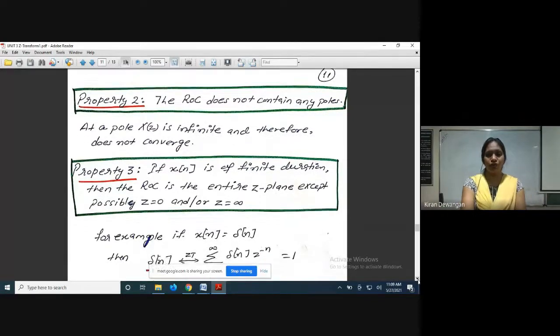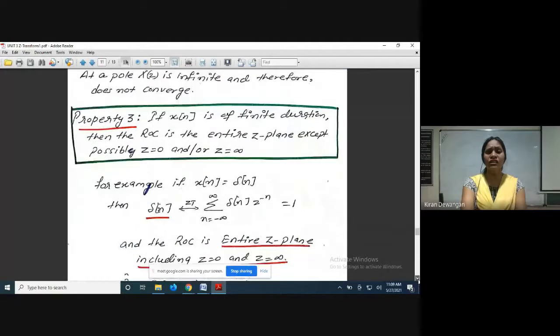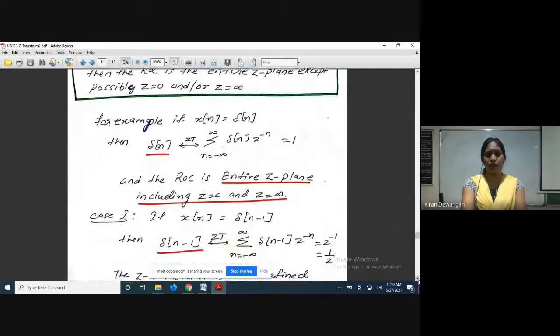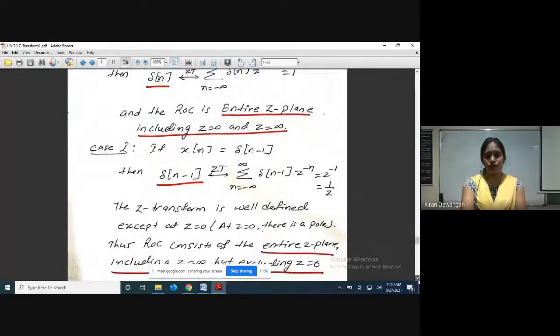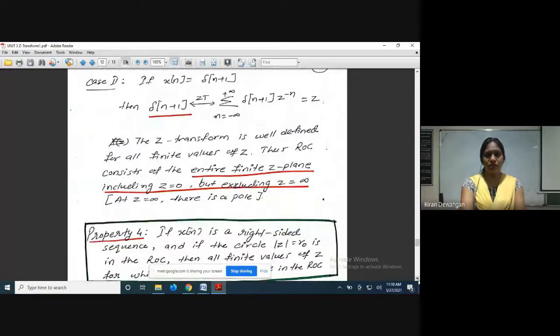Now we'll go to the next property. These are just explanations about the properties, so we can just go through them.